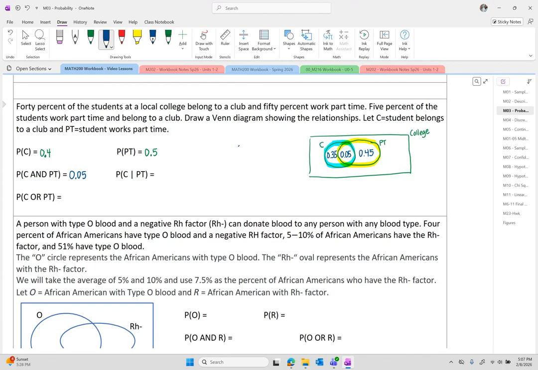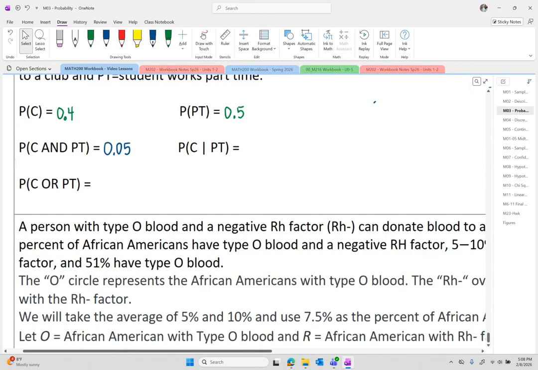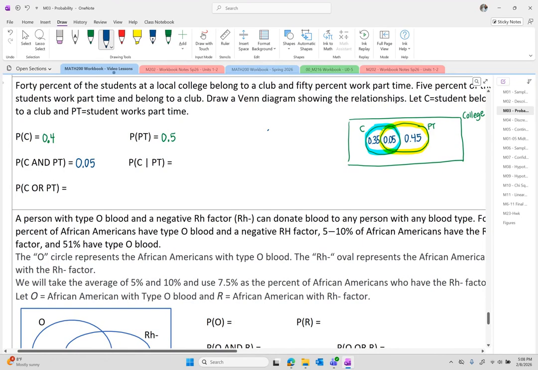So the next question now is, what is the rest of the college students? So the rest of the college students will be the remaining of those who are in a club or part-time. Club or part-time is 0.35 plus 0.05 plus 0.45. 35% belong in a club only, 45% are part-time only, and 5% are together.